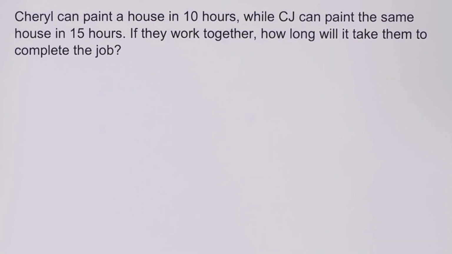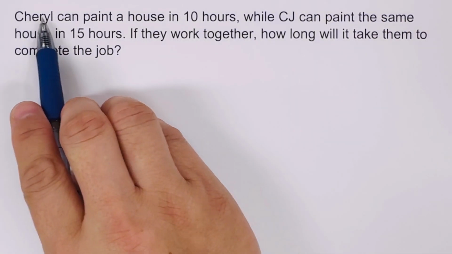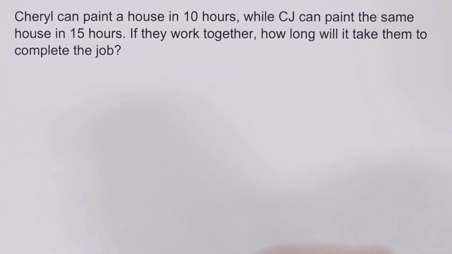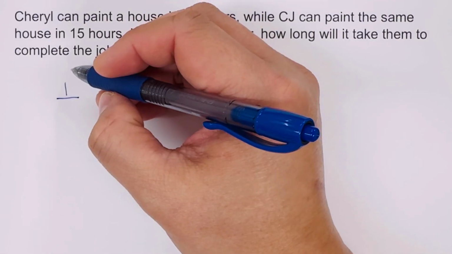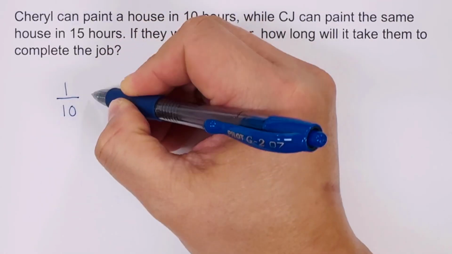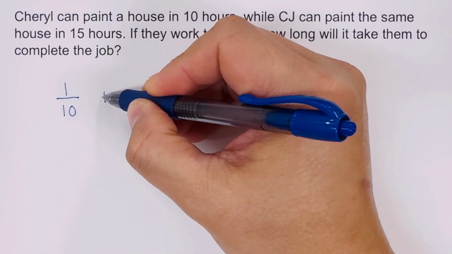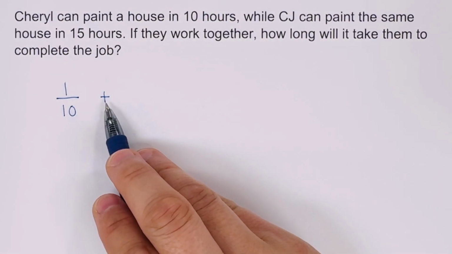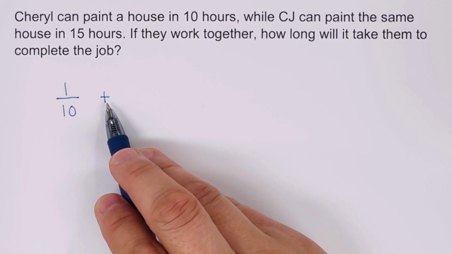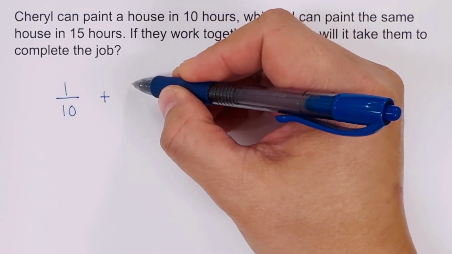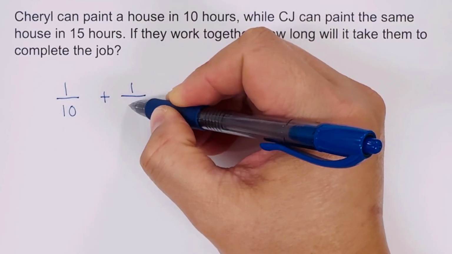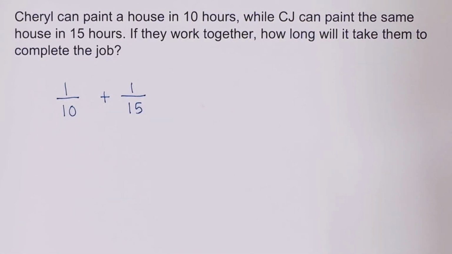So we're going to find the rate at which each of these girls is able to complete the same job of painting the house. Let's start with Cheryl. Cheryl can paint the house in 10 hours, so we can say that she can paint 1/10 of the house in 1 hour. On the other hand, since they're working together, we put a plus. CJ's rate is that she can paint 1/15 of the house in an hour.